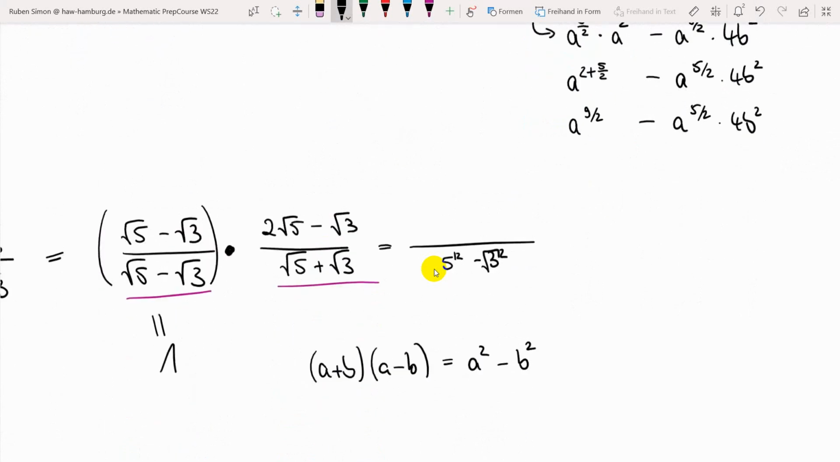Just only 2. Sorry? Or 5 minus 3. 5 minus 3, correct. Because, yeah, I will leave it like this. 5 square root of 5 minus square root of 3, and both of them squared on their own.